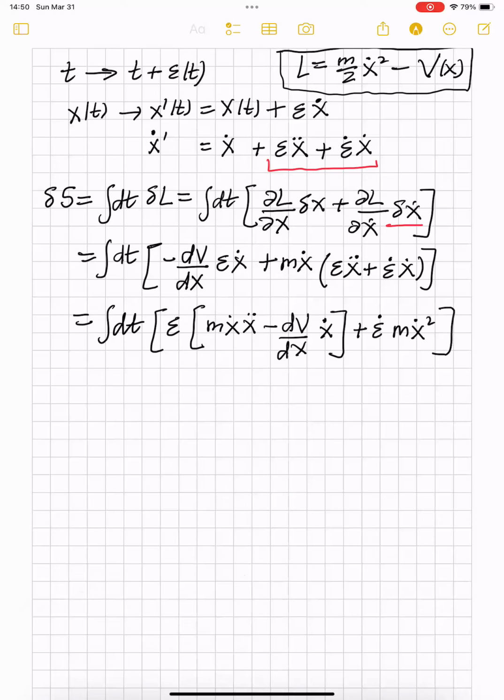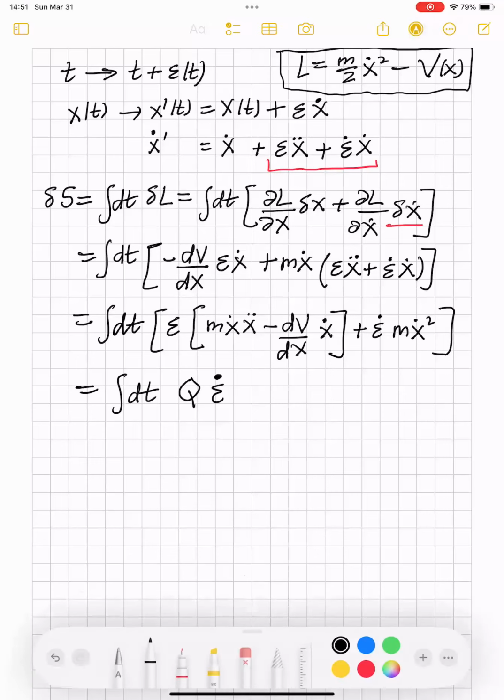Now remember what we're shooting for. This should be an integral dt times the conserved charge times epsilon dot. This is how the change of the action was in our second proof of Newton's theorem. And it's looking promising because this term has got an epsilon dot, so that looks good. But this term does not have an epsilon dot. So that term we'd like to rewrite somehow.